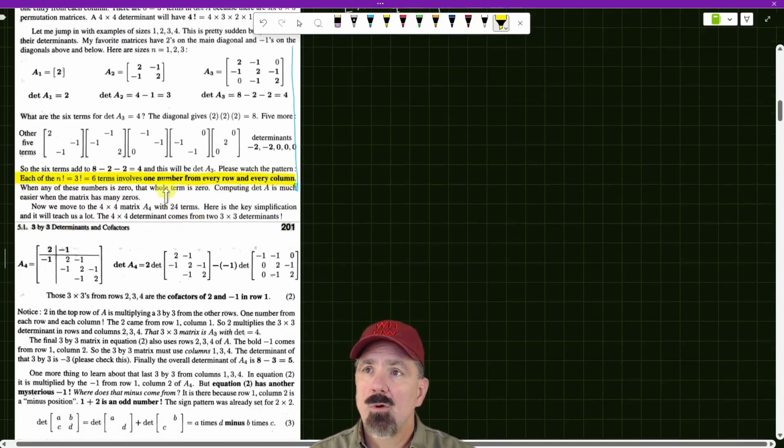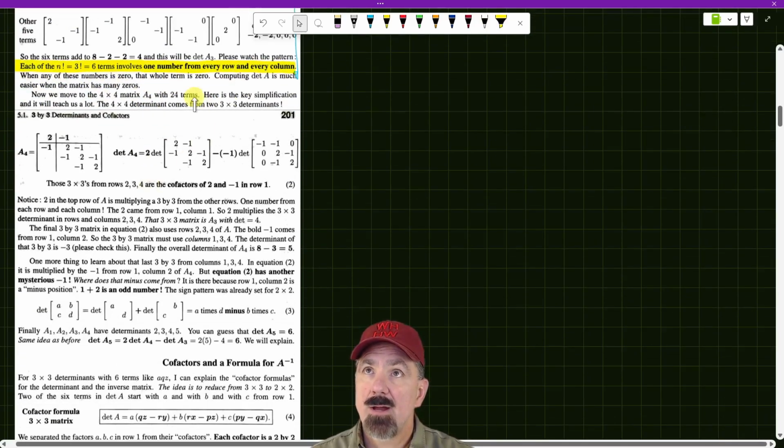He says a little bit more, read through here about the 3x3 and the 4x4 examples, but what we want to look at is this, and I want to break this down for you so that you understand what it is that he's talking about. Okay, he says, now we move to the 4x4, which we know has 24 terms. Here's a key simplification, and it will teach us a lot. 4x4 determinants come from 2 3x3 determinants. Well, for his specific example, that's true. Let me explain what he's saying here.